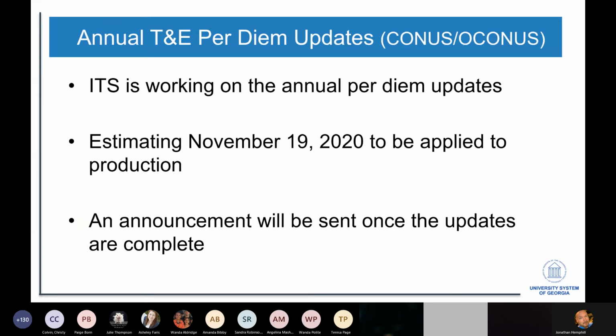So ITS is working on the annual per diem updates. These are estimated to be applied November 19th of 2020 to production. These are done once a year, and we send an announcement out once they're updated. These are the per diem rates, so that when you enter a location for your travel and expenses, it will pull the appropriate per diem rate for the location where you traveled. So we will send an announcement once those have been updated.